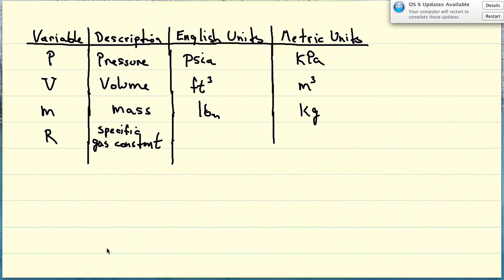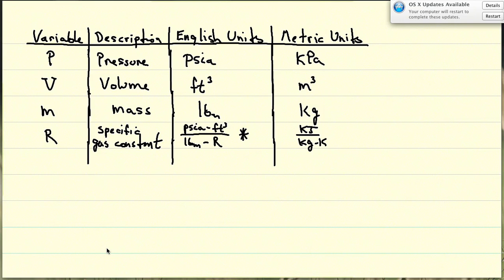Now this is where we need to pay real close attention. For the gas constant, R, we want the units to be PSIA cubic feet per pound mass Rankine. You're going to notice that this is a departure from the English units. I'm going to put a star here because I have a note about that, which I'll get to in just a moment. For the metric units, the units will be kilojoules per kilogram Kelvin.